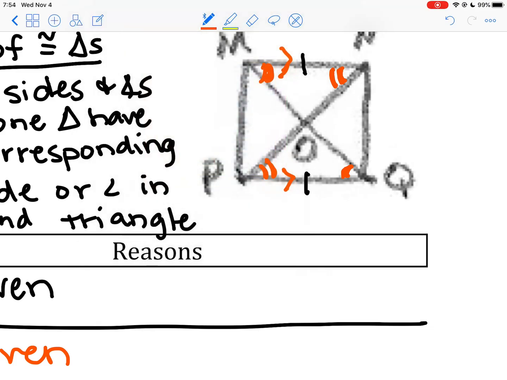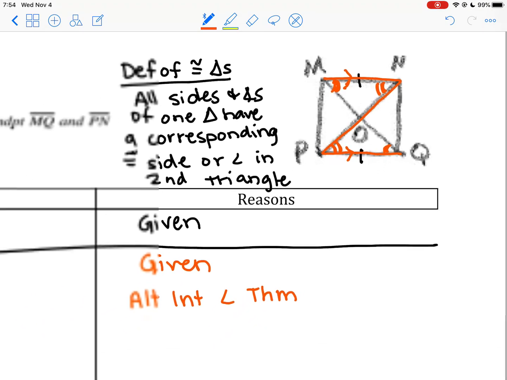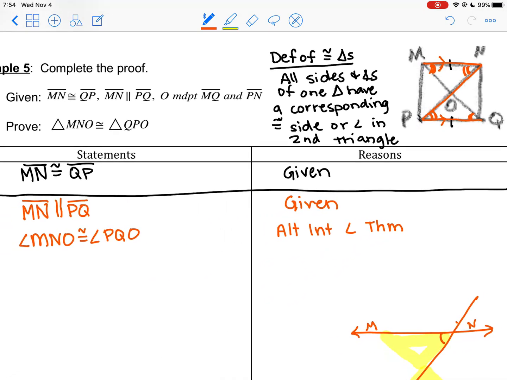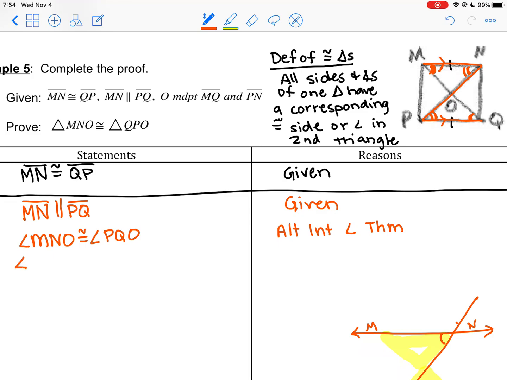All right, so if we think about the letter Z made with those parallel lines, now we're going to name those angles that I marked with 2. All right, so I named this one wrong. When I did PQO, O for the one marking, I should have done NMO instead of MNO. So NMO. This one will be MNO.